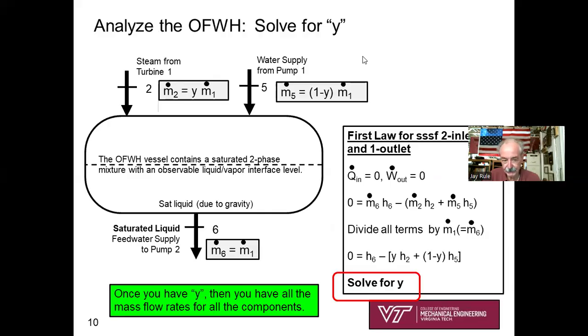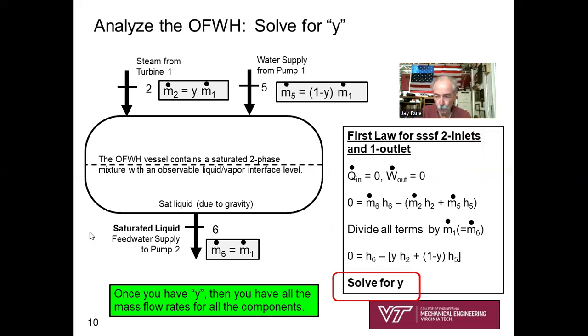Okay, we're making progress. We're now going to apply the first law to the open feedwater heater, and that's going to enable us to solve for this y, this dimensionless number y, that's a number less than 1. So we're going to just draw a separate sketch. Here's our open feedwater heater.